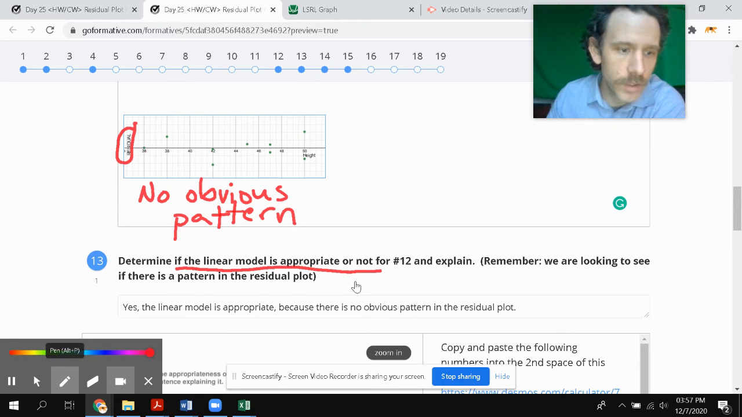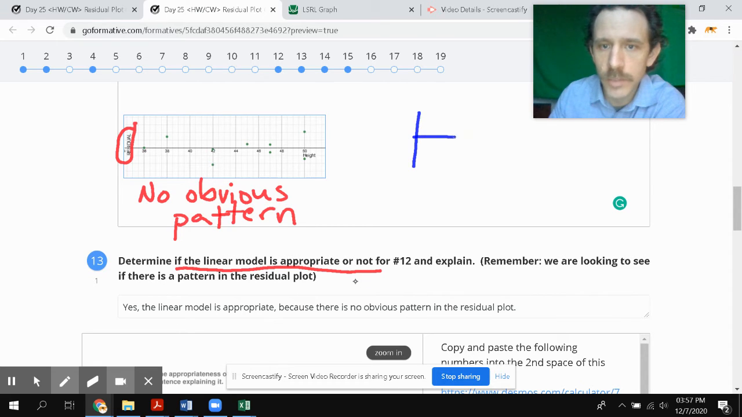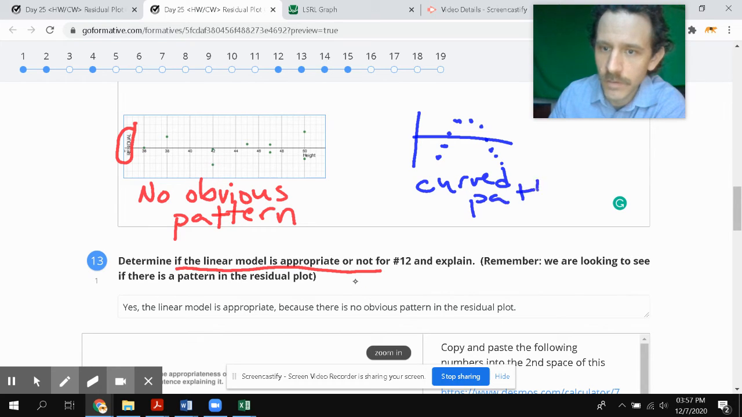Now, if I wanted to look at a graph that probably had a pattern for a residual plot, it would look something like this, right? Where the points follow an obvious kind of shape or pattern. In this case, this is like a curved pattern. So that's very obviously not the case in this one.